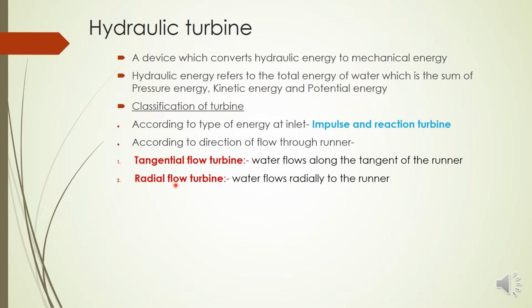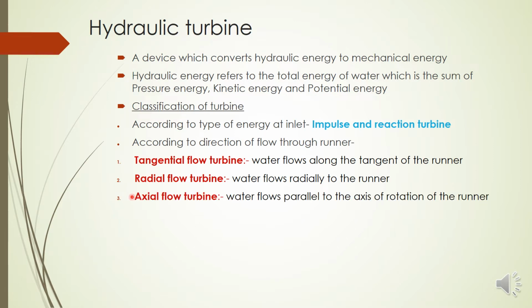Then second one is radial flow turbine, and it means the water flows radially to the runner. Along the radius, the water will be flowing. So no modern turbines are purely radial flow turbine. Earlier the Francis turbine was radial flow turbine, but nowadays they are not. So radial flow means the water will flow radially to the runner.